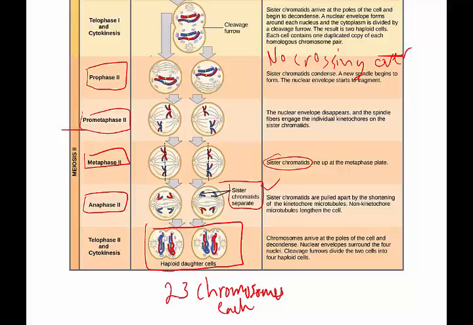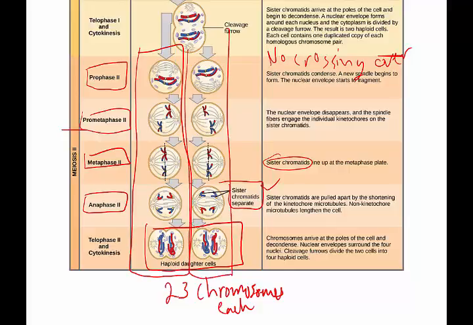And I should say, essentially this process is happening twice. Remember in meiosis 1, we form 2 cells. One cell is going through all these steps, and another one is also going through the same steps as well. So essentially, meiosis 2 happens twice.